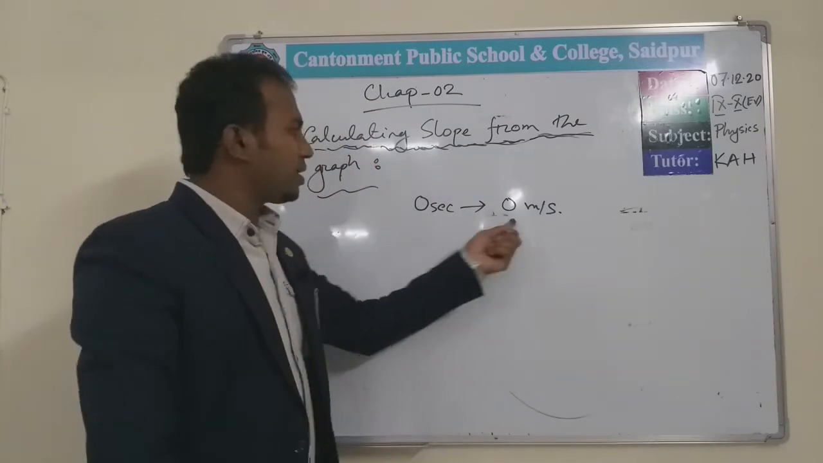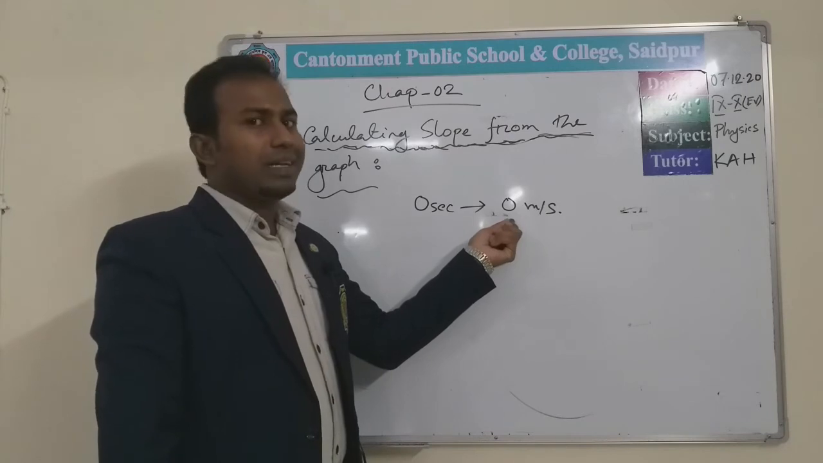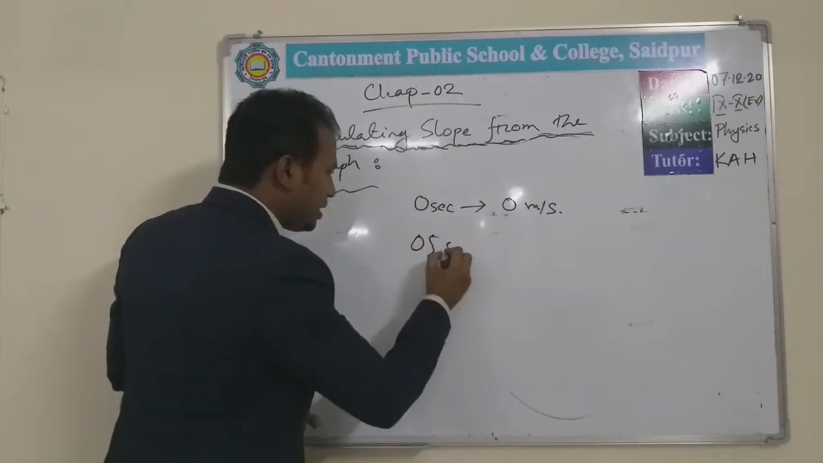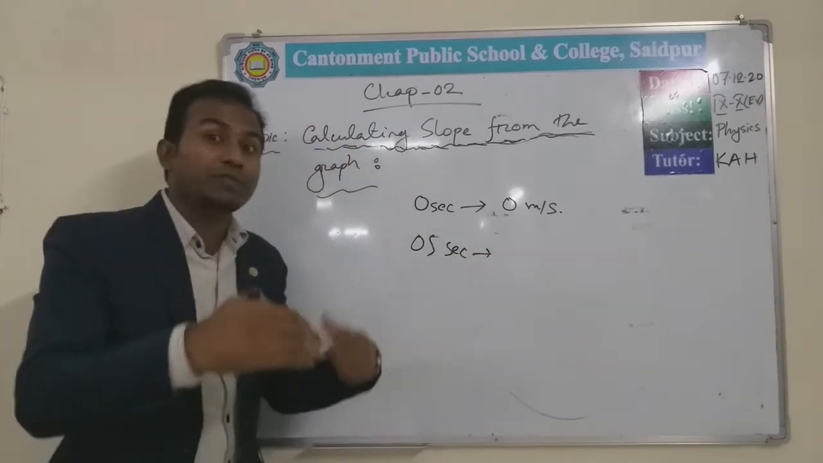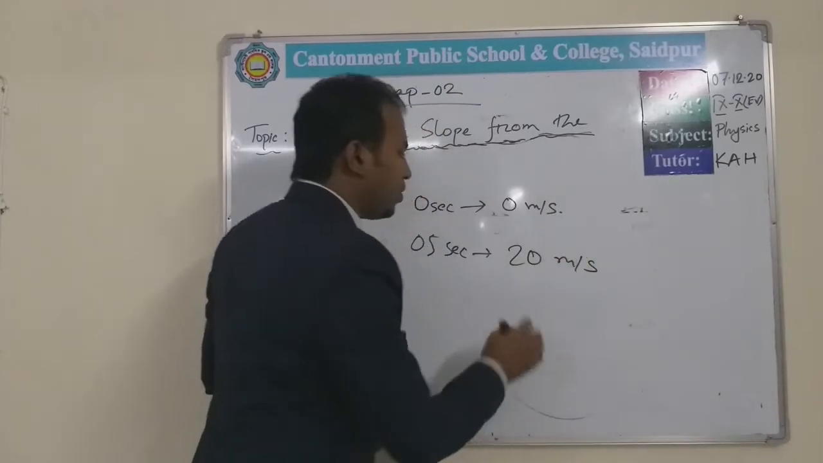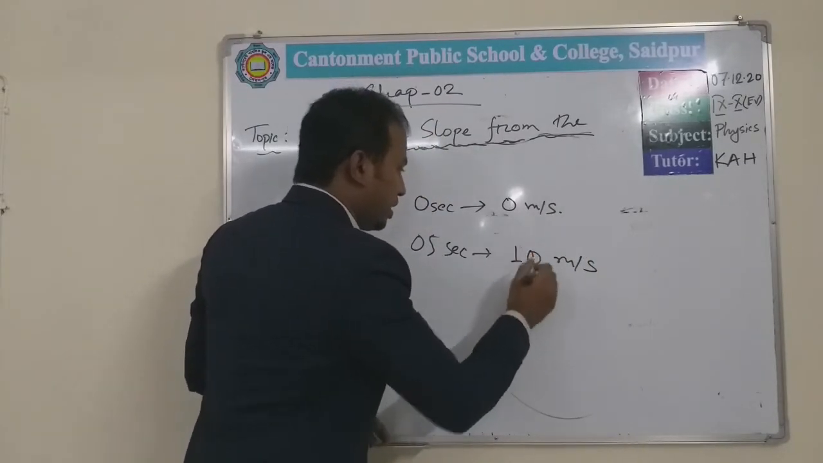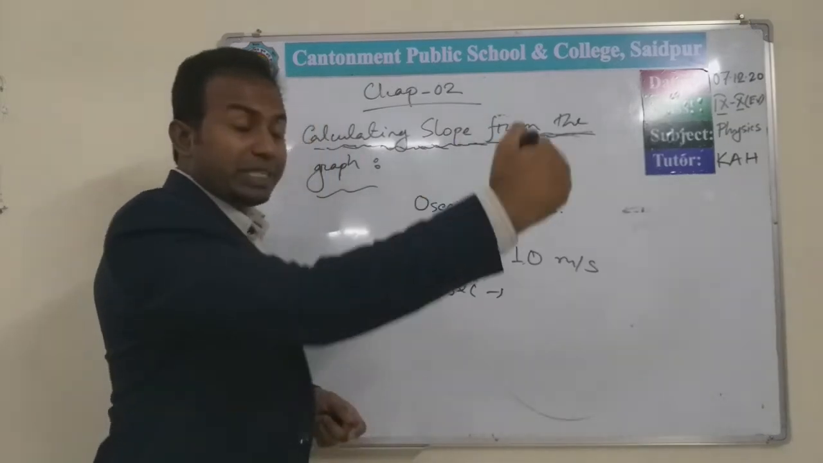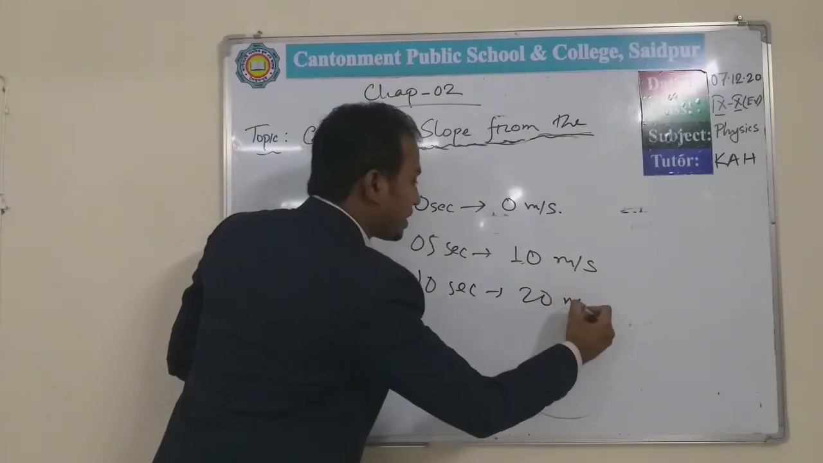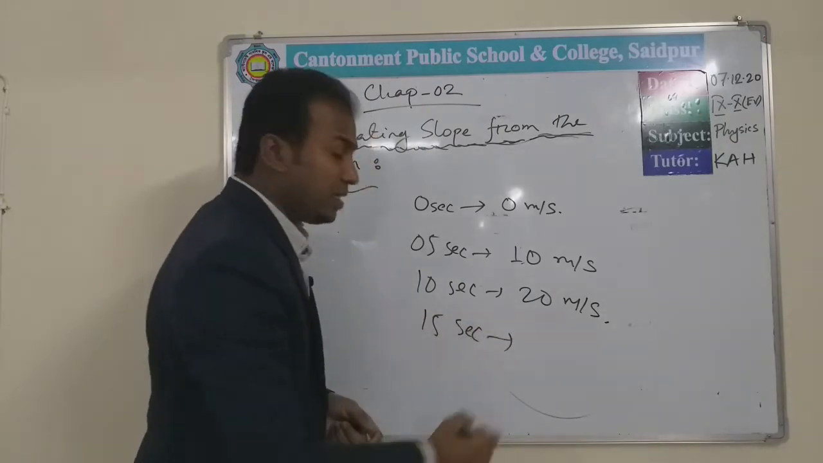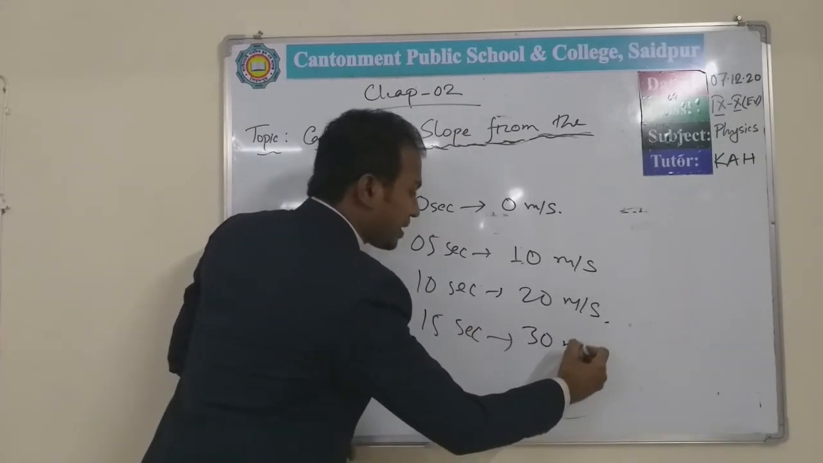So in 0 sec, the speed is 0 meter per second. After 5 sec, it is gaining 10 meter per sec. Then in 10 sec, it is reaching the speed of 20 meter per sec. In 15 sec, it has the speed of 30 meter per second.